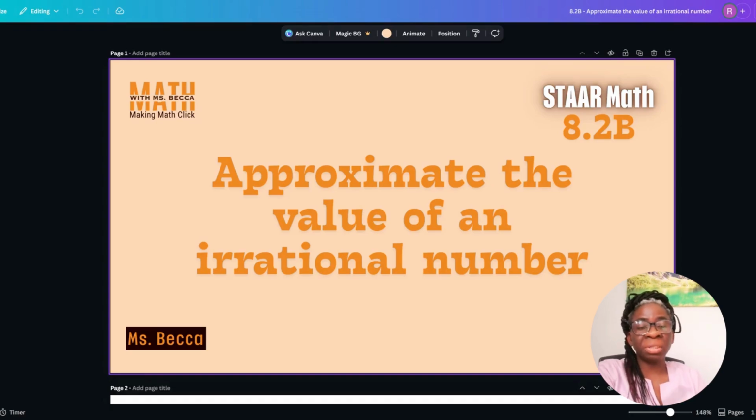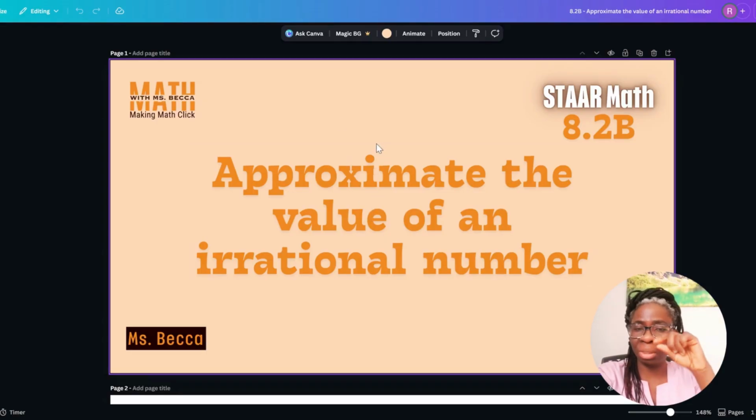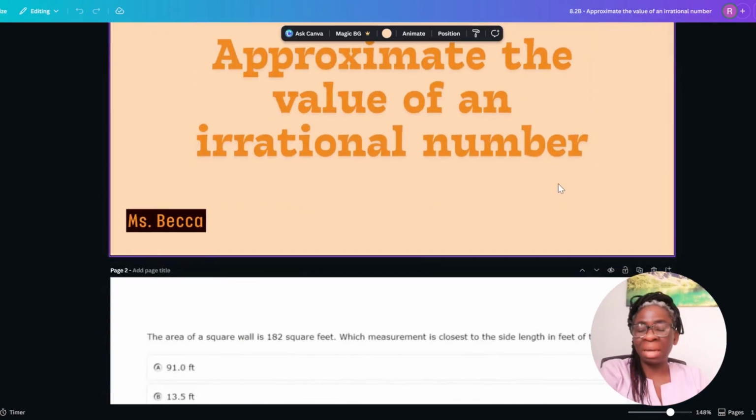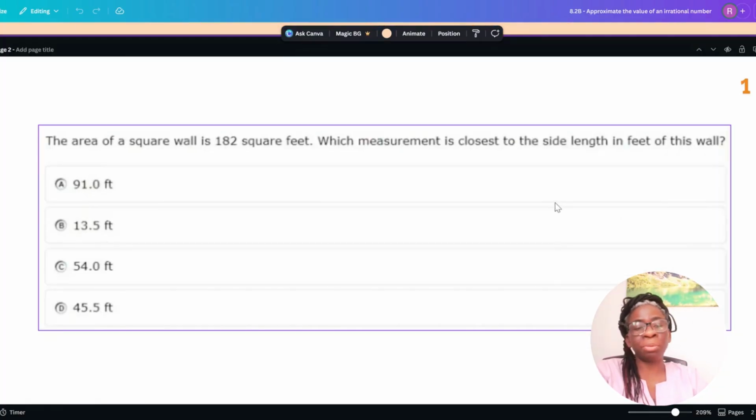In preparation for the STAAR Grade 8 Math, let's solve some questions on approximation. So we want to approximate the value of an irrational number. Don't forget that an irrational number is a number that, when you convert it to decimal, never ends and never repeats. Since it does not have an end, we should be able to approximate it.